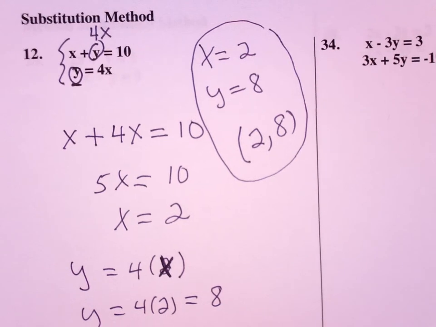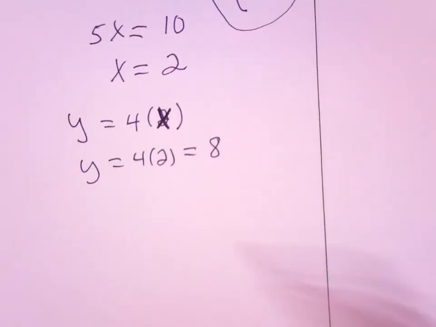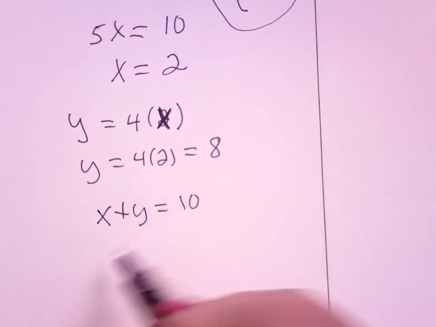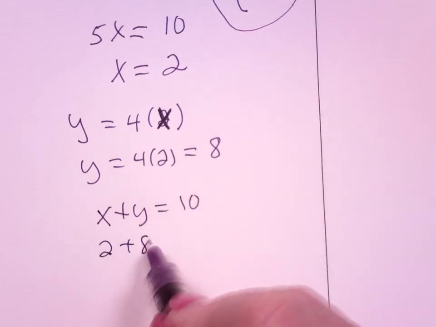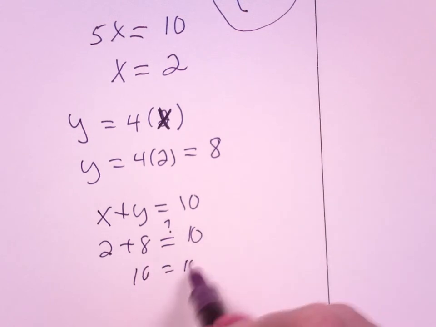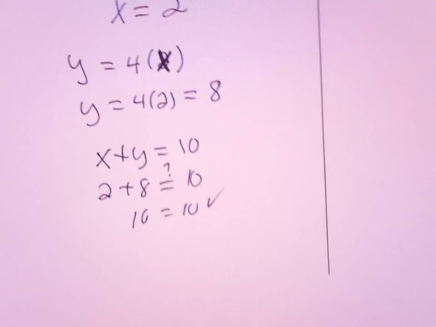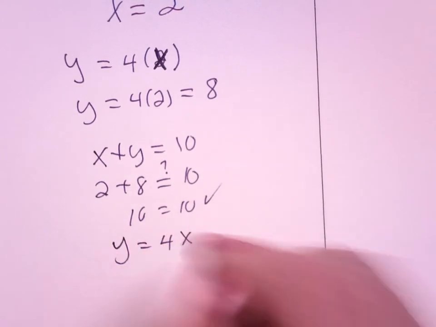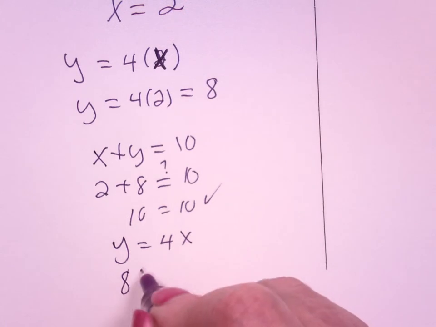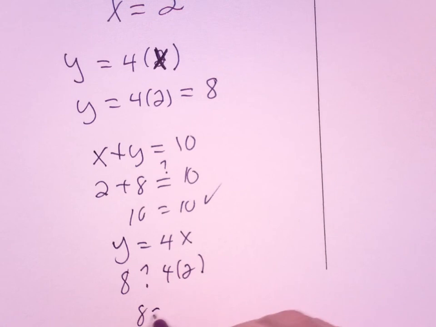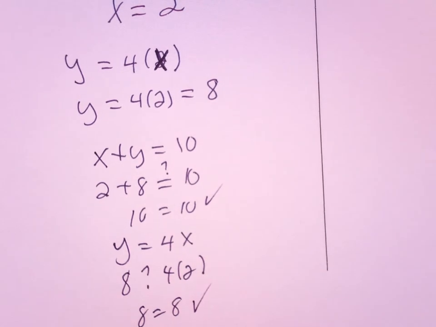And I can go back and check my answers, of course. It should be the case that x plus y equals 10. So is 2 plus 8 equal to 10? 10 equals 10. The answer is yes. And y should be equal to 4x. So is it true that 8 is equal to 4 times 2? Well, 8 equals 8, and it checks. So algebraically it checks as well. Graphically it also checked.